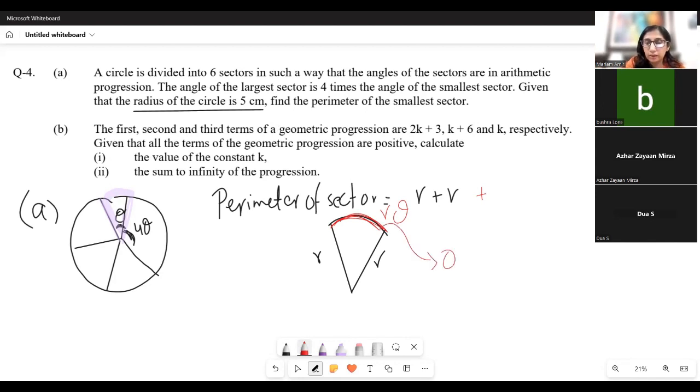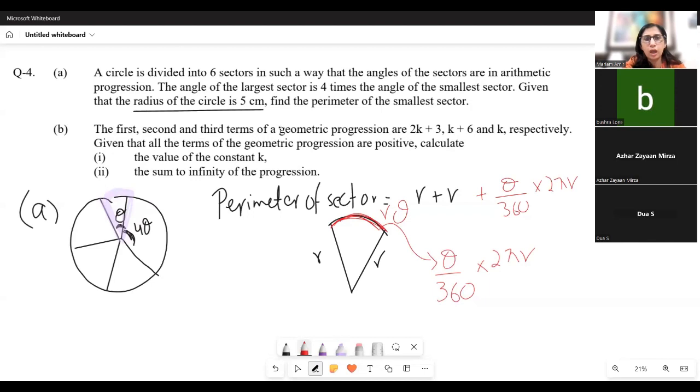It used to be theta over 360 into 2 pi r. That means you use the angles in degrees. You did not use angles in radians. R theta is for angles in radians. Since I've not taught Azhar and Aisha that yet, I'm not going to go there. So instead, we're going to use the O levels formula, which is perfectly all right. So plus theta over 360 into 2 pi r.